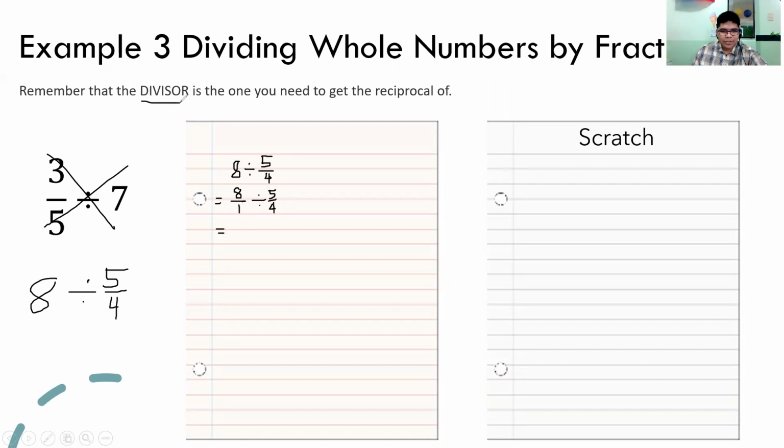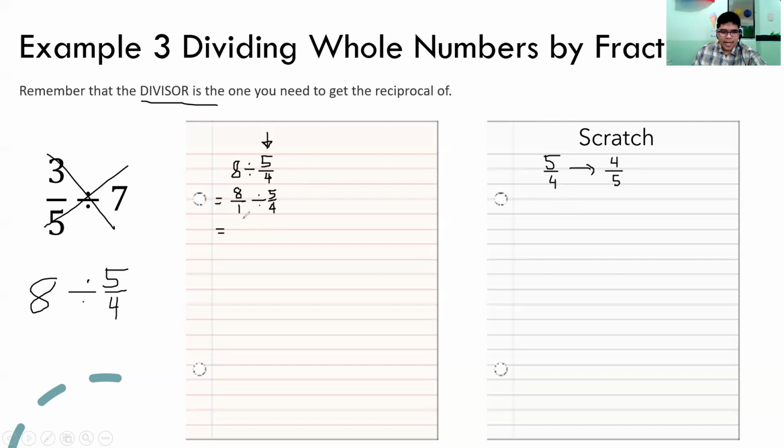Remember that the divisor is the one you need to get the reciprocal of. Or in other words, the one on the right. This one. That's what you want to get the reciprocal of. Not this one, not the first one, or else you're going to get a very different answer from what you should be getting. So 5/4, to get the reciprocal of that, we'll just exchange. It will become 4 over 5.